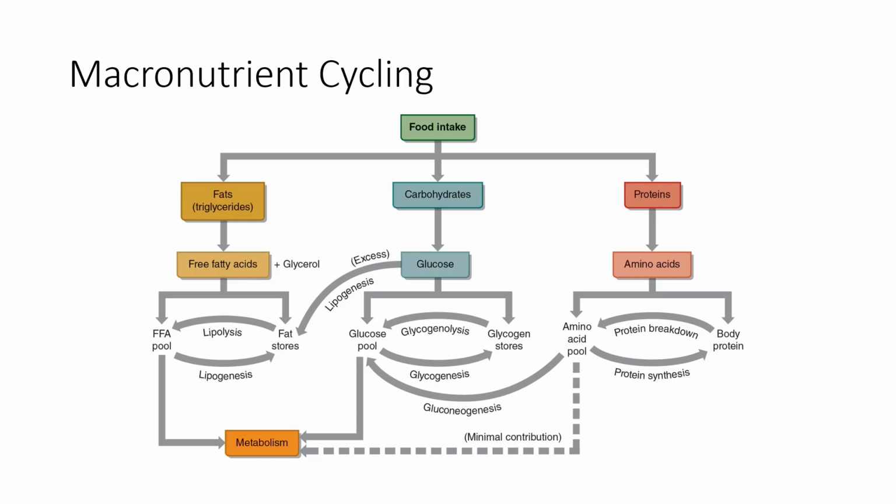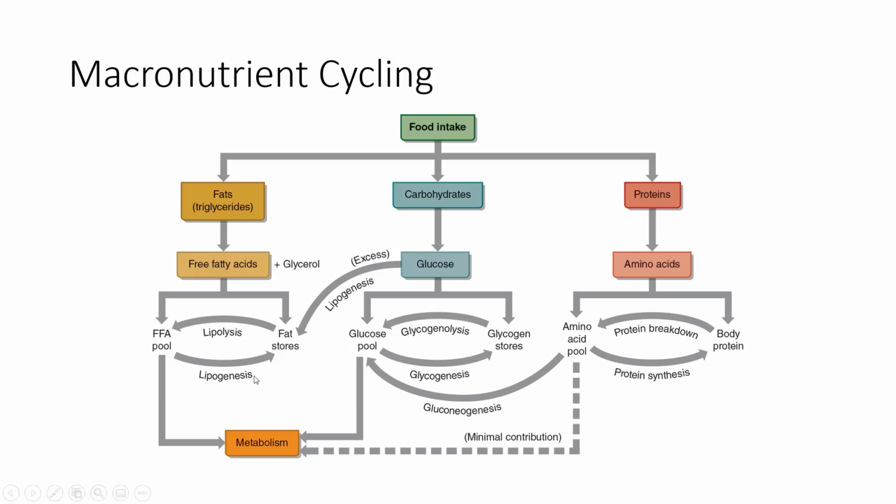This is a diagram showing the cycling of macronutrients, and there are several definitions here that I'm going to go through. When you take in food, you're taking in carbohydrates, fats, and proteins. We'll start here with the fats. Fats are going to be broken down into free fatty acids and glycerol. Free fatty acids can go into the free fatty acid pool, and once they circulate through the body, they're usually transported by proteins through the bloodstream. They go through lipogenesis, and they get compacted into your fat stores in your adipocytes.